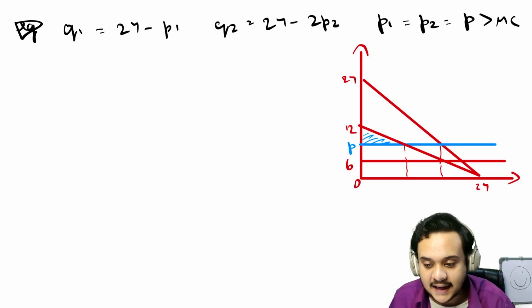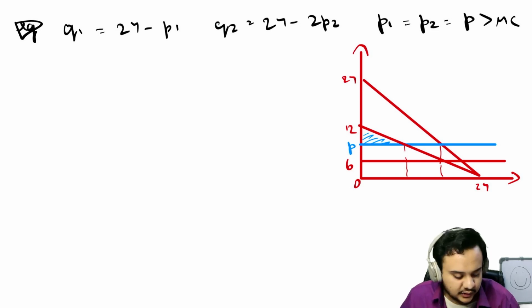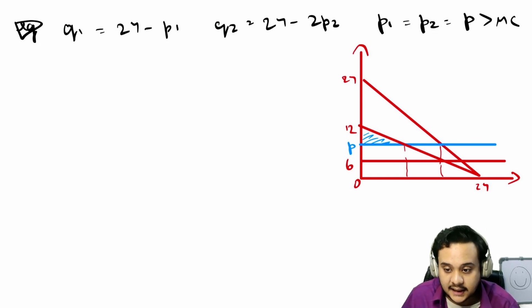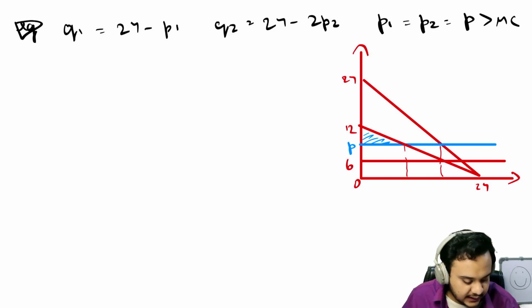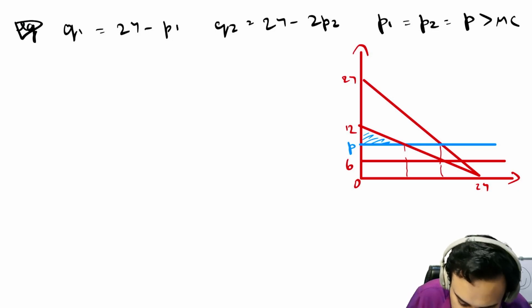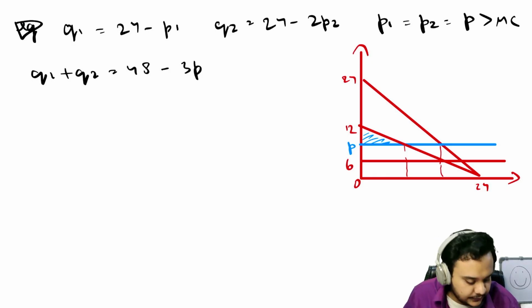Because this is actually a very confusing thing, which step is going to come first, right? Because you have to maximize your speed also, and you have to maximize your clarity right now. Speed and all you can set according to yourself later on. So the first thing that we do is we find the total quantity. Q1 plus Q2 is 48 minus 3P, because P1 is equal to P2.